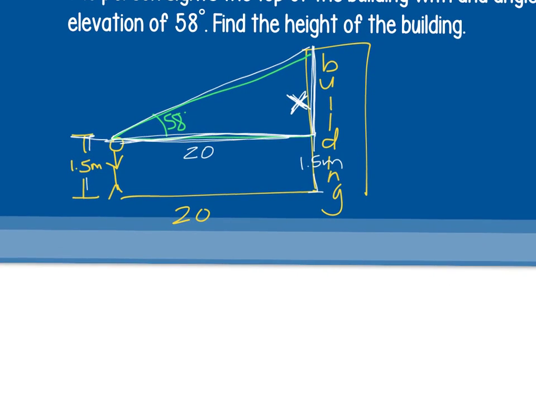So in respect to that 58, where's 20? Adjacent. Where's X? Opposite. Which trig function is adjacent and opposite, or opposite and adjacent? Tangent. So I'm saying the tangent of 58 would equal the side opposite it, which is X, over the adjacent side, which is 20. And then how do I get the X? Yep. Good. Multiply both sides by 20.